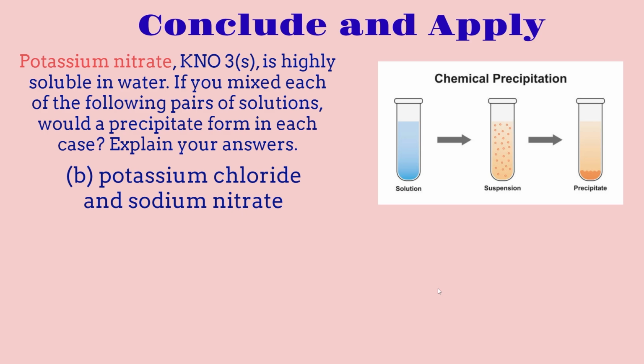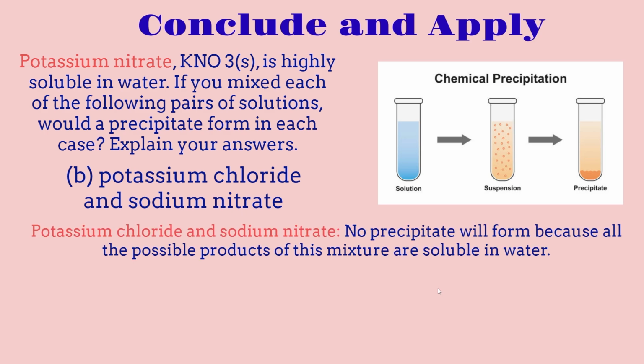So now for this case, what happens when we mix potassium chloride and sodium nitrate? It's going to form no precipitate, because all the possible products of this mixture are soluble in water. So in this case, there's going to be no precipitate on the bottom because once you combine them, it's all going to be soluble inside of water.